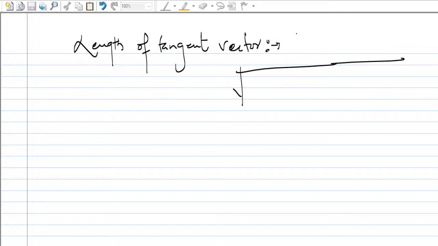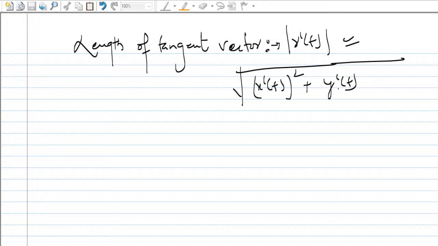Already I've told you this will be denoted as r dash of t, and this is your length of vector, right? You can write it again and again, so that these things will be imprinted in your mind. So don't avoid writing things. This is the length of a tangent vector.